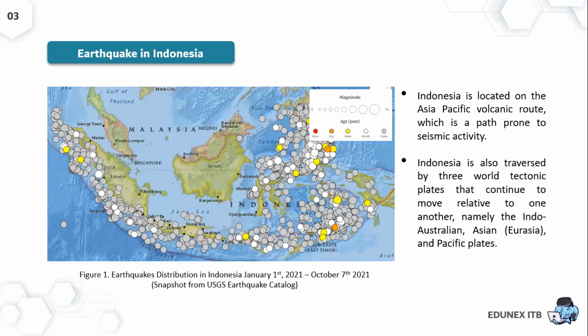Next, this is about the introduction of earthquakes in Indonesia. In this picture, we can see that there have been many earthquakes that have occurred from the beginning of 2021 until 7 October 2021. The question is, why is Indonesia quite prone to earthquakes? This is because Indonesia is located on the Asia-Pacific volcanic route, which is a path prone to seismic activity.